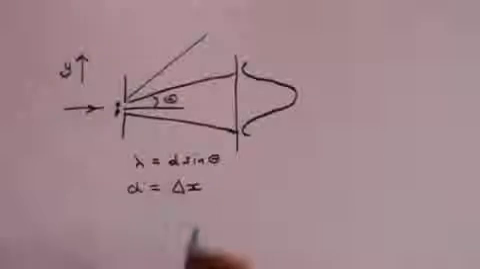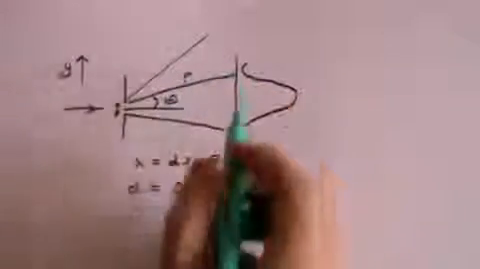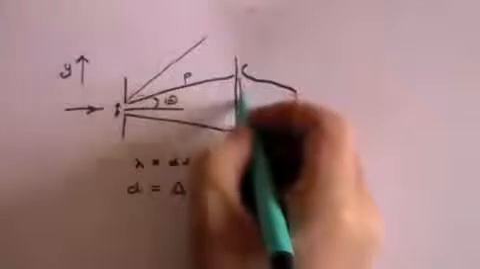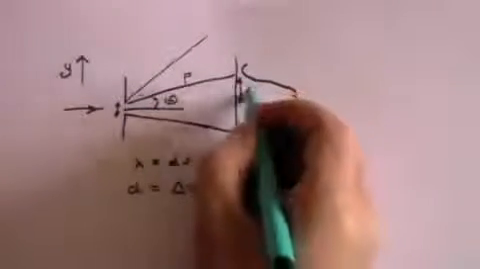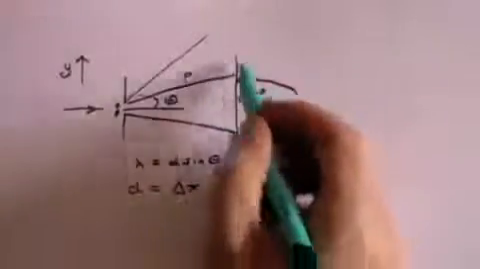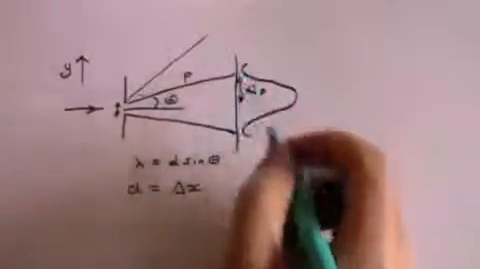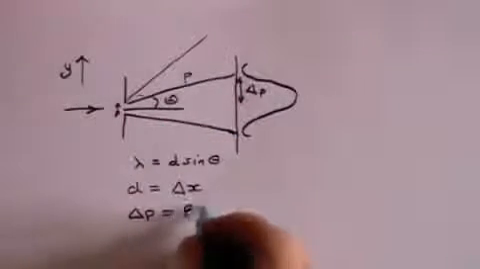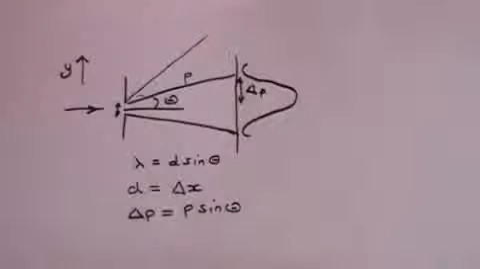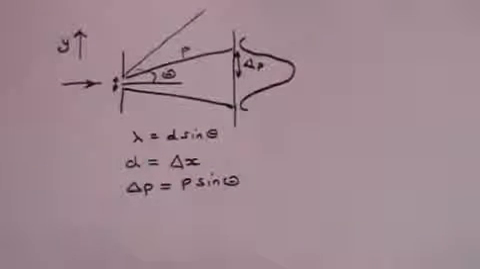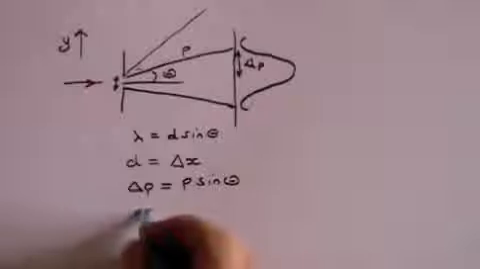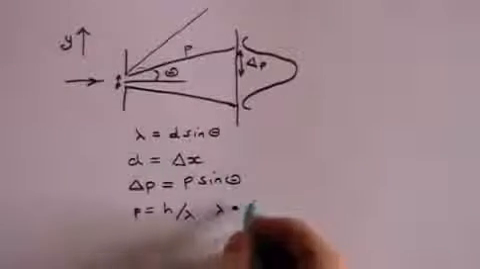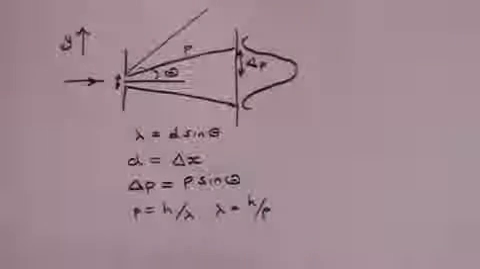What about the momentum? Well, the momentum of the wave, which is coming along here, has a component part here, delta p. It is the uncertainty in the momentum in the y direction. And delta p is simply p sine theta. But we know and have just shown that p equals h over lambda. Or you could write that as lambda equals h over p.